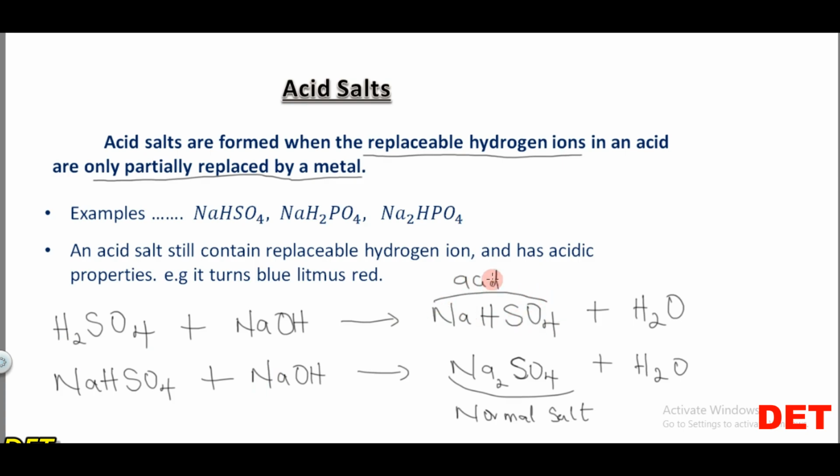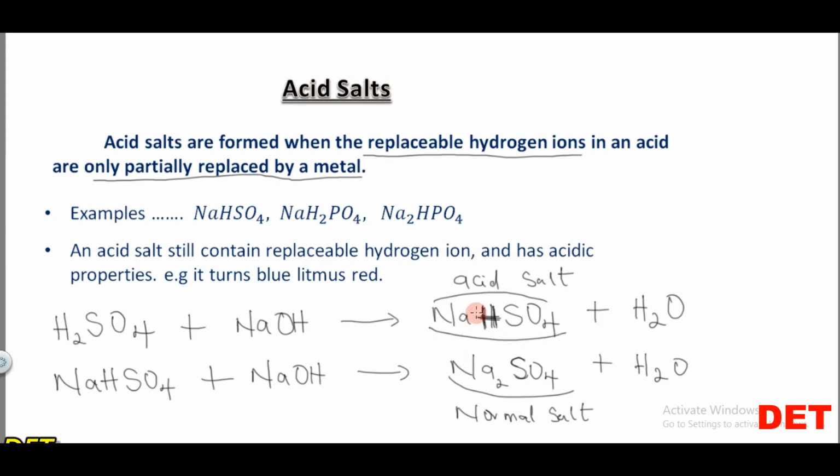Of an acid salt. Why is it an example of an acid salt? It's an example of an acid salt because it contains a replaceable hydrogen ion. Again, acid salts are salts formed when the replaceable hydrogen ions in an acid are only partially replaced by a metal. So we have 2 replaceable hydrogen ions here. It was partially replaced by only one sodium ion to form sodium hydrogen tetraoxosulfate 6. So we still have the presence of another hydrogen atom, and that is why it is called an acid salt. Alright, so it's very important that you know that an acid salt still contains replaceable hydrogen ion.